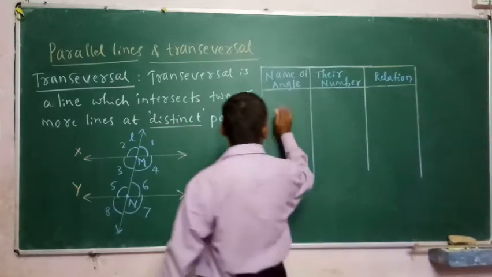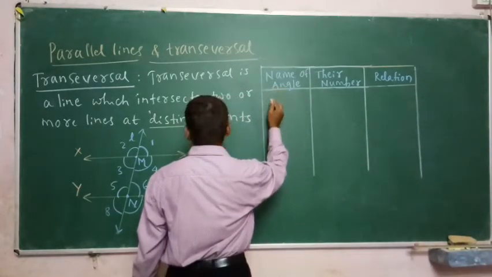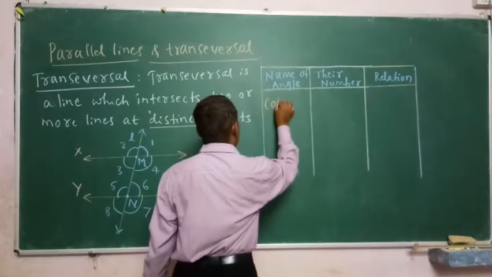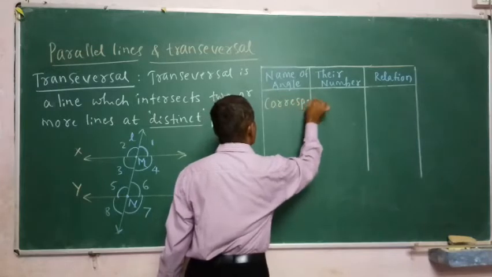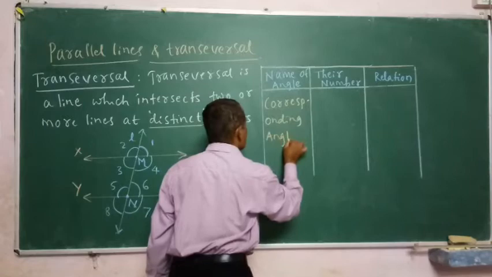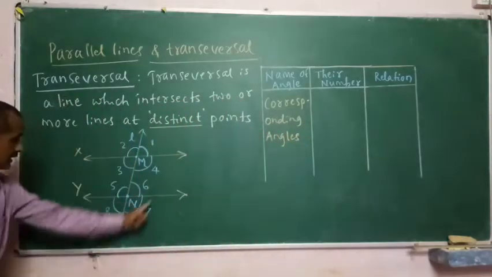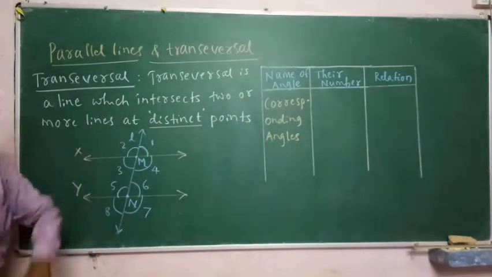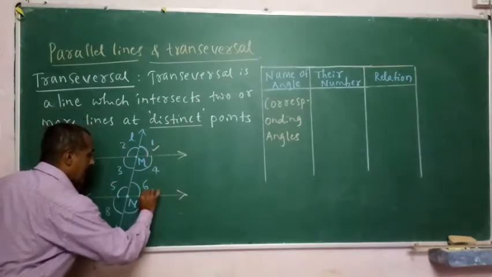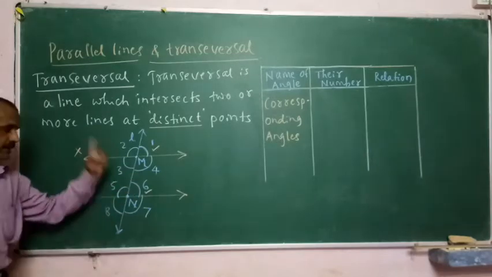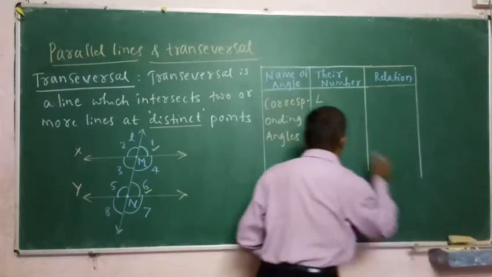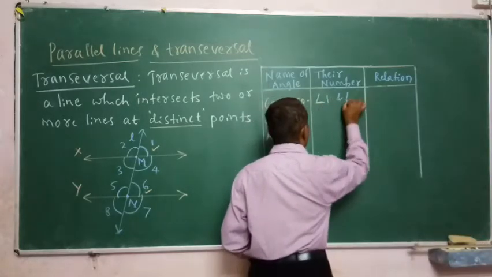First let me tell you the name of the angle. Corresponding angles. In this, which are the corresponding angles? Angle 1 and angle 6 are corresponding angles. Their number, angle 1 and angle 6.